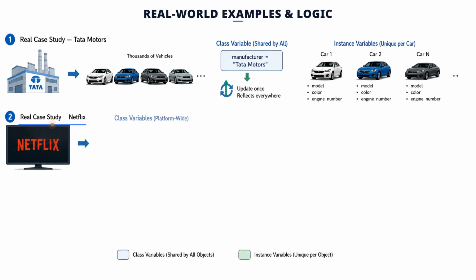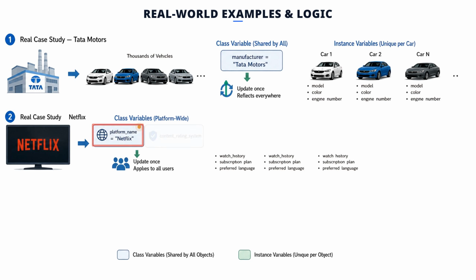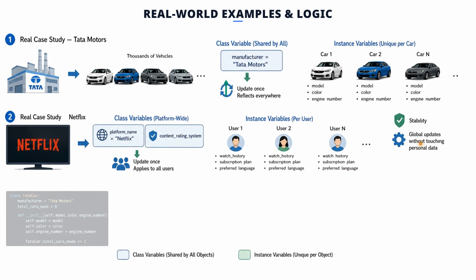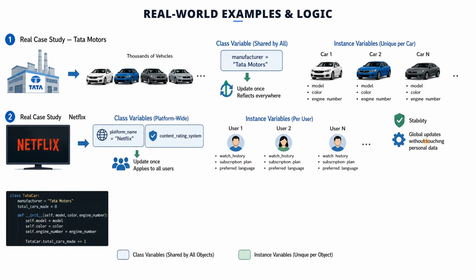They use class variables for platform-wide settings that apply to everyone, such as the platform name, which is Netflix, or the content rating system. Meanwhile, your personal watch history, your specific subscription plan, and your preferred language are instance variables. This separation is critical for stability. It allows Netflix to update the entire rating system for every user globally by changing one class variable without risking or needing to touch the personal data of individual subscribers.